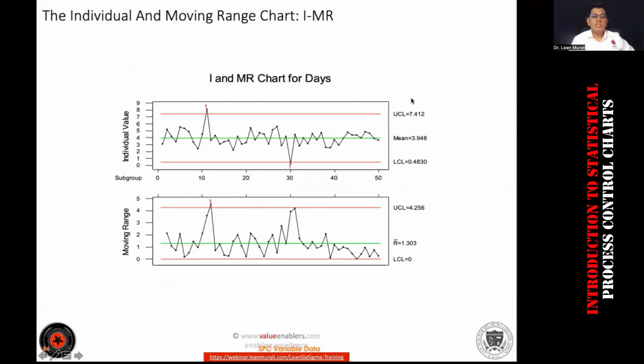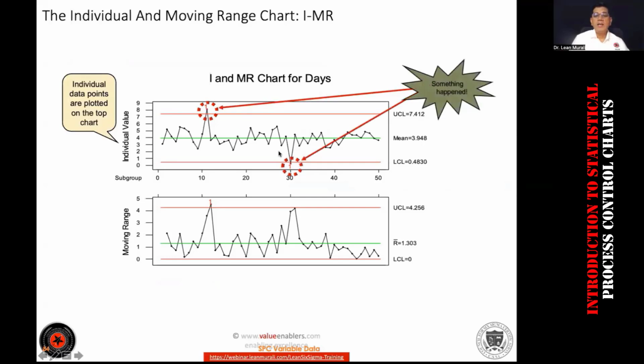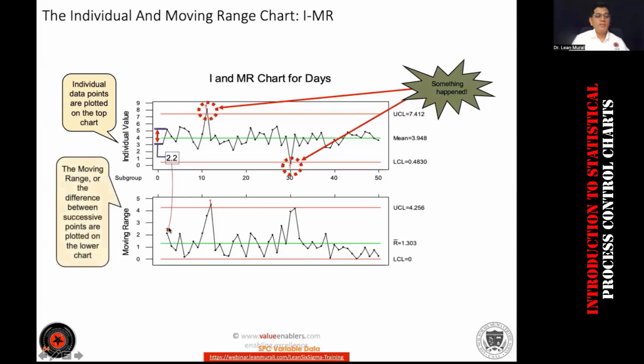Let me explain this. Okay, this is the moving range here. The individual points are plotted on the top of the chart. So this is the special cause. These 2 are going outside the control limits and something has happened here. We know that. And if you see here, the difference between the first 2 individual data points is actually 2.2, which is plotted here. And this is called a moving range.